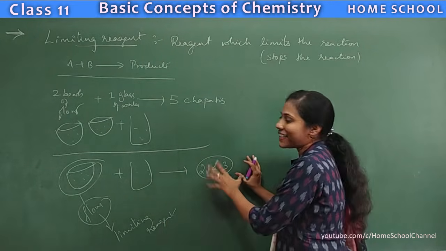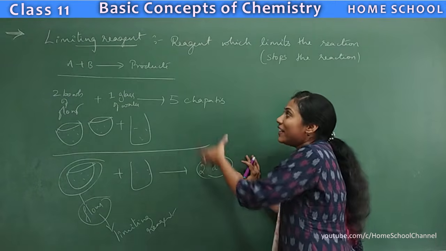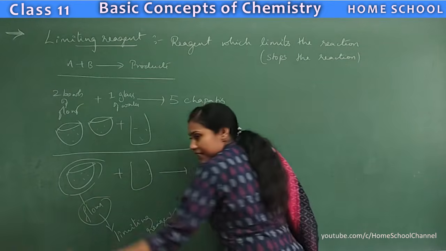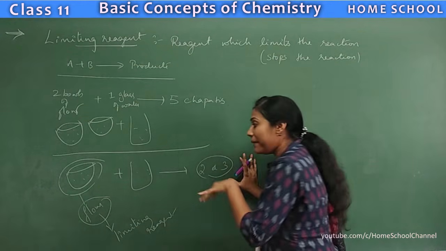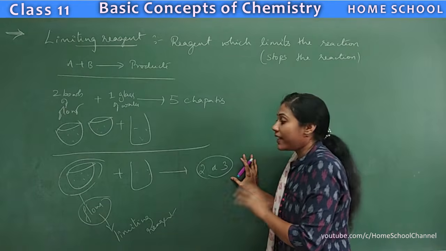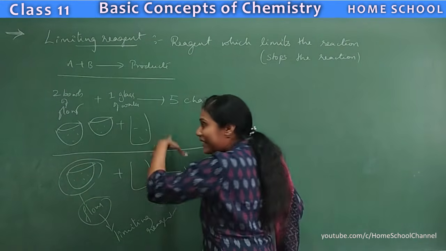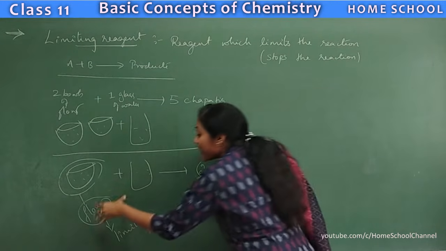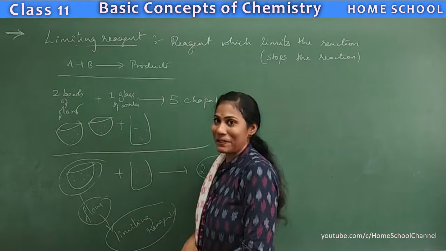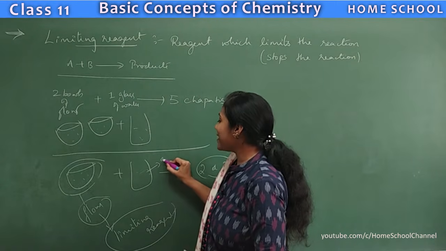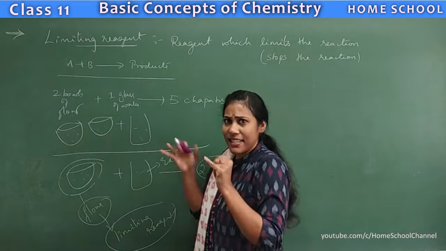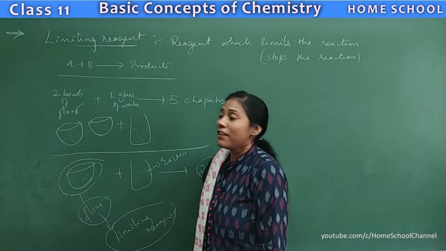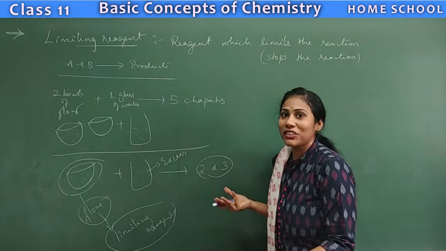You can make some chapatis but not 5, not the amount that I want. I'm making fewer chapatis because the flour is less. Flour is stopping me from making 5 chapatis. Say that flour, which is limiting and stopping me from making 5 chapatis, is called by the name limiting reagent. And water is called excess reagent. I have a nice excess of water, more amount of water I have, but a very little amount of flour. Flour is responsible to stop the reaction here, right?